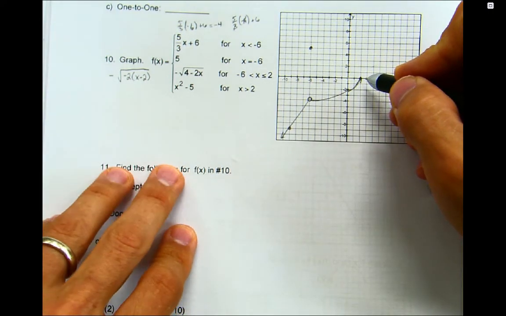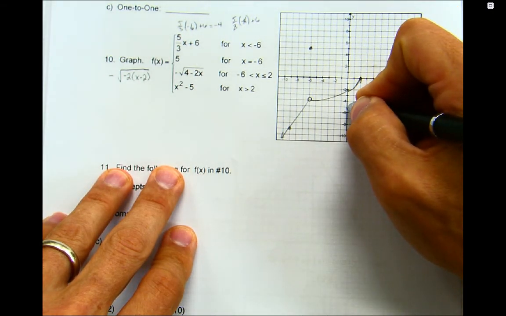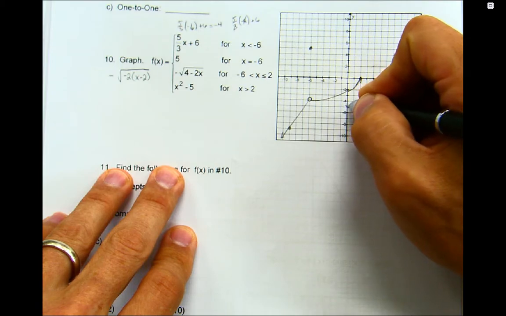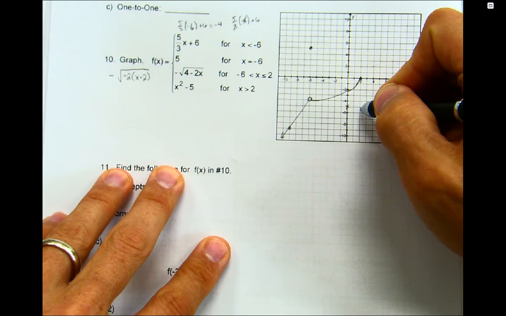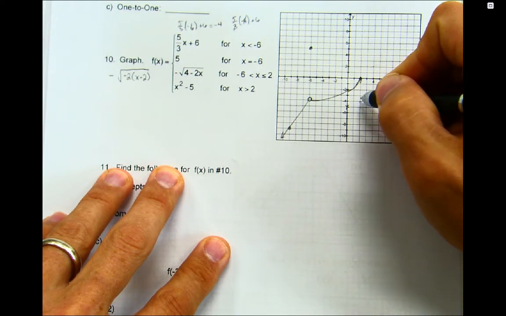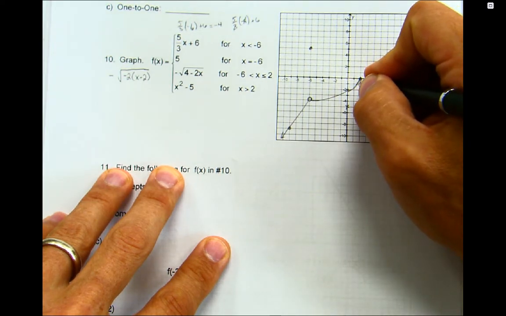Okay, and then the last one is simply a parabola, x squared minus 5 for when x is greater than 2. So -5 is down here. This is where my anchor point would have been. Okay, and so 1 over 1 up, 2 over 4 up, 1, 2, 3, 4, and that's open.